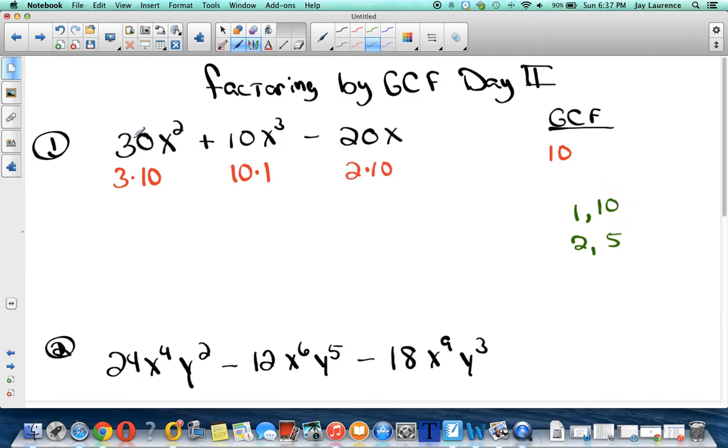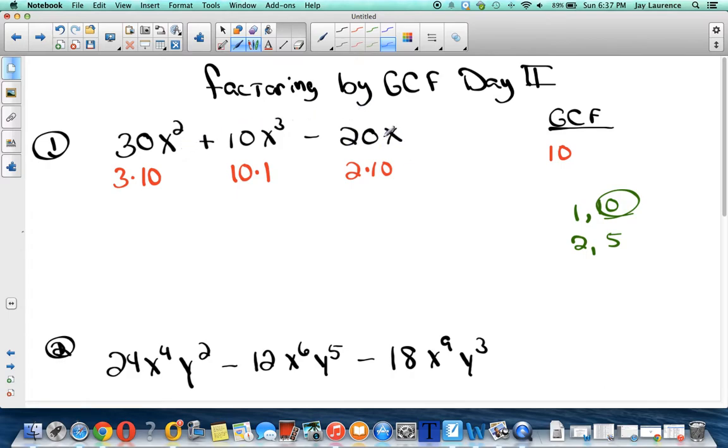Does 10 go into 30? It sure does, 3 times. Does 10 go into 20? Yep. So 10 is my answer. But it's not the entire GCF. It's only the numeric part of the GCF. Then I need the greatest number of variables that are in common.